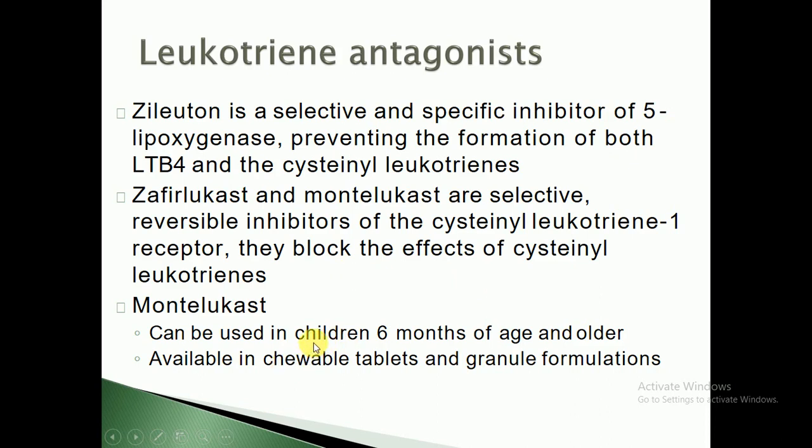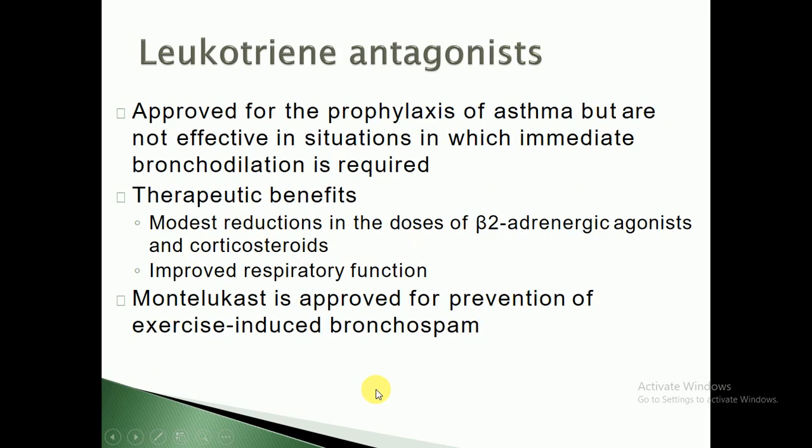Montelukast, clinical indications: clinically these drugs are used especially in children 6 months of age and older. They are available in chewable tablet as well as in granule formulations. Leukotriene receptor blockers are approved for prophylaxis of asthma, treatment before the onset of an attack, but they are not effective in situations in which immediate bronchodilation is required.